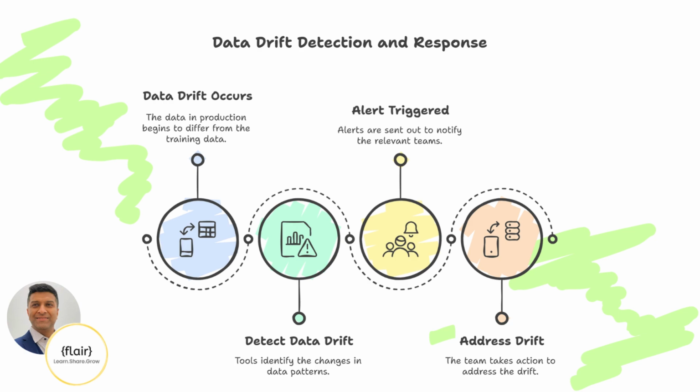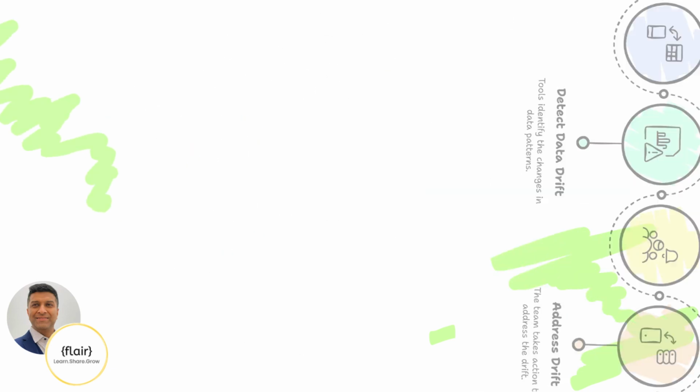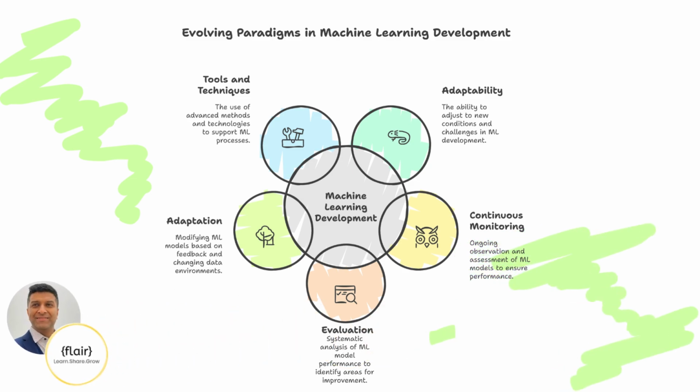Tools can alert you when drift happens, acting like an early warning system. Once you know there's drift, you can start addressing it, maybe by retraining your model with more up to date data or adjusting its parameters. Exactly. Adaptability is key. Continual learning is a continuous process, not a one time thing. It's all about evolving, keeping your models fresh, and staying relevant.